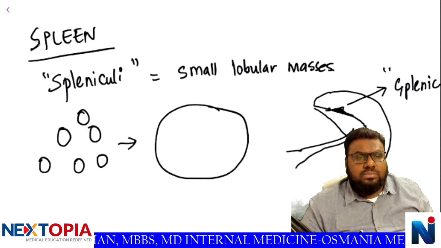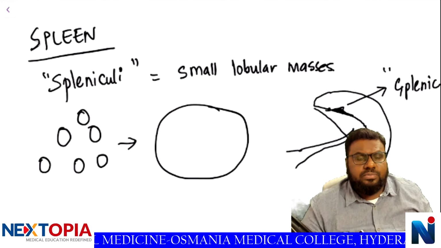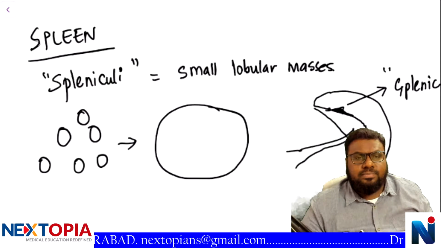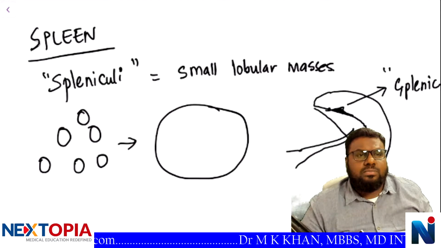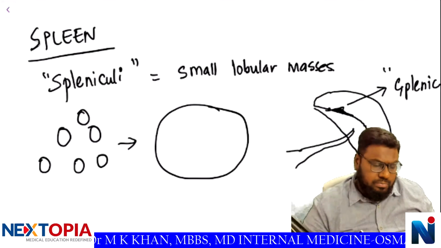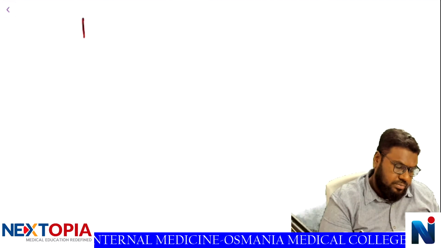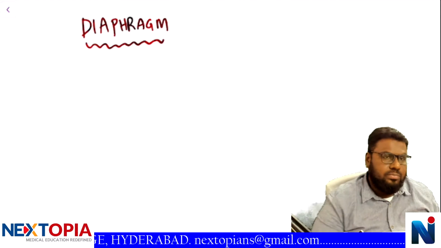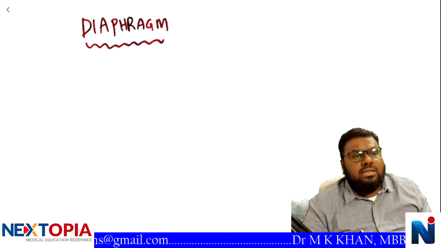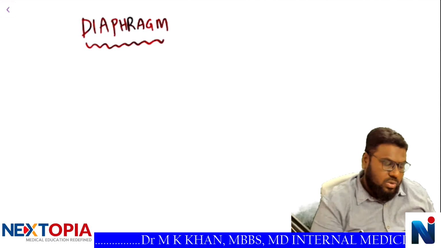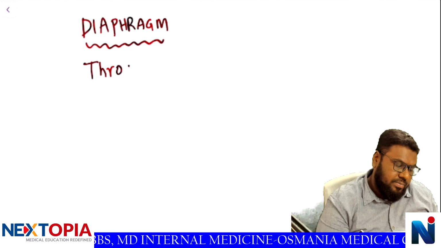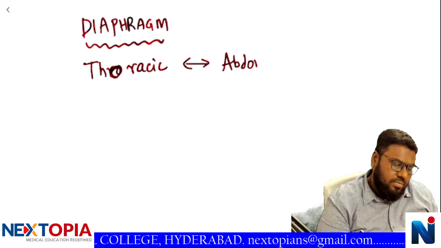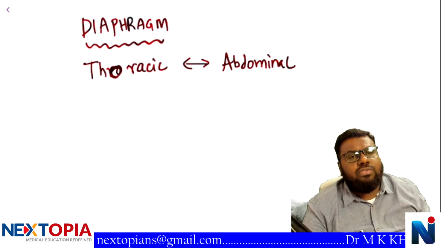Next we'll discuss the formation of the diaphragm. The diaphragm is a dome-shaped muscle that separates the thoracic cavity from the abdominal cavity. It is a major muscle of respiration.